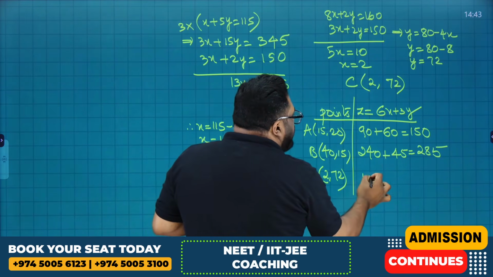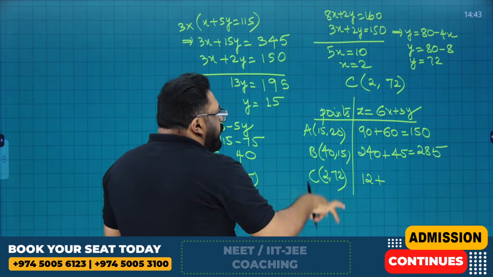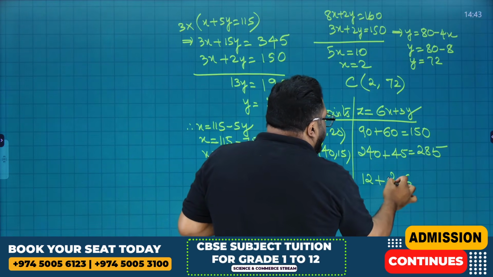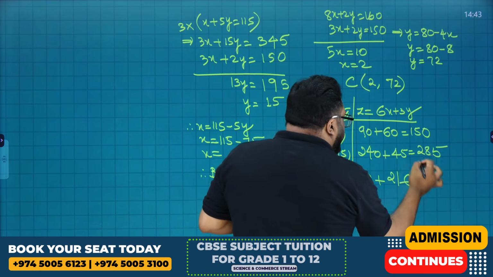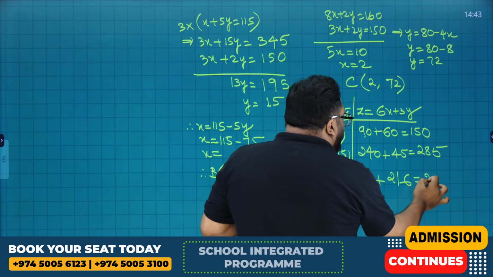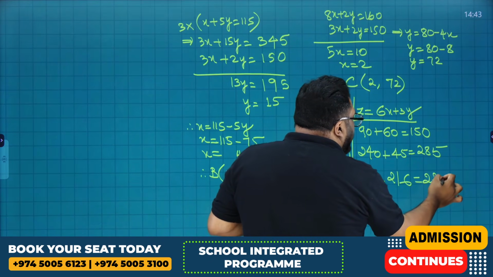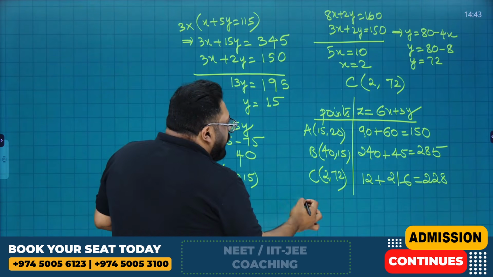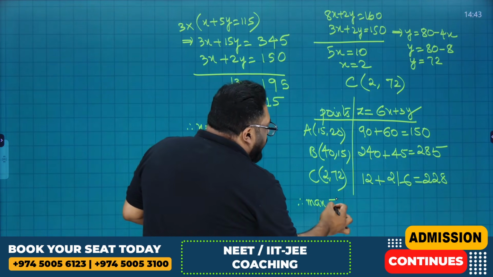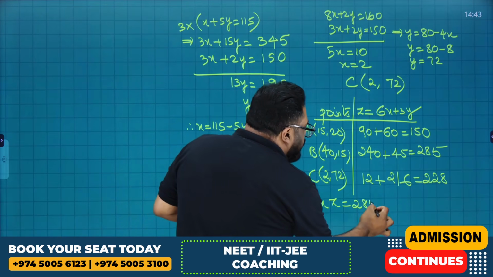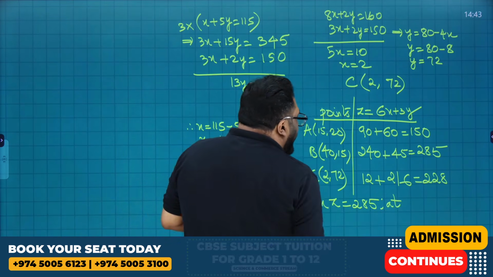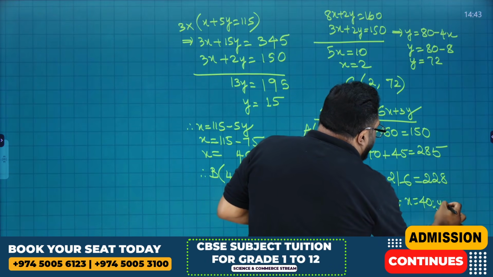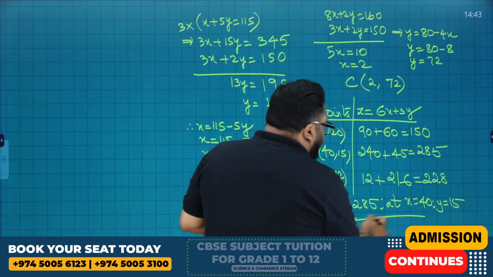Next, 6 2s are 12. 72 into 3, that is 216. So 216 plus 12, 228. So we have our values. Therefore, maximum z is equal to 285 at x is equal to 40, y is equal to 15. That is your final answer.